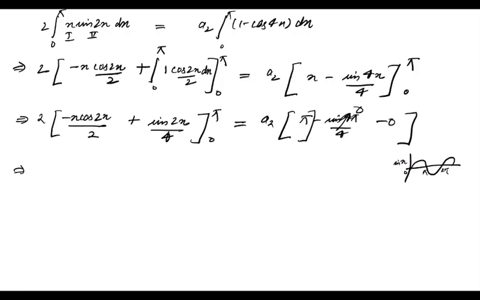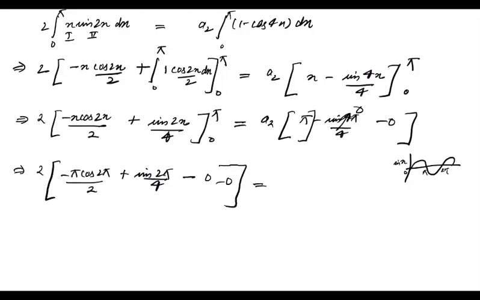And when you put in the limits on the left hand side, you'll get minus pi cos of 2 pi by 2 plus sine 2 pi by 4 minus 0 and minus 0 is equal to a2 times pi. Sine 2 pi by 4 is again 0, this 2 will cancel, and cos 2 pi is equal to 1, so we are left with minus pi on the left hand side. So pi will cancel out, and you will get a2 is equal to minus 1.